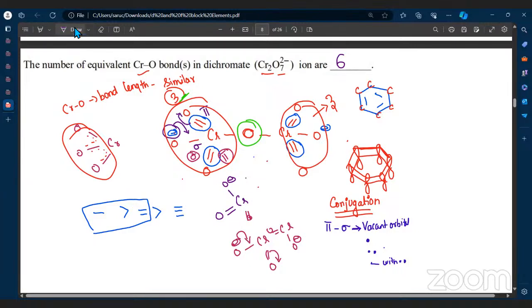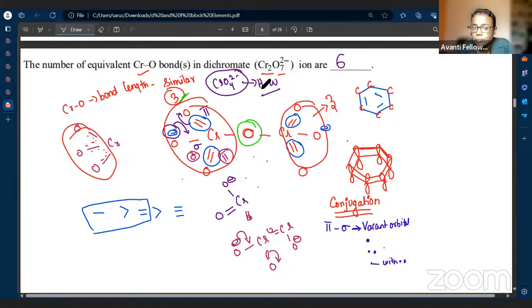Now, to the next. Okay, so now keep the homework. Find out the number of equivalent Cr-O bonds in CrO4 2 minus. Same question is for CrO4 2 minus. Just draw the structure and find out the number of equivalent Cr-O bonds.